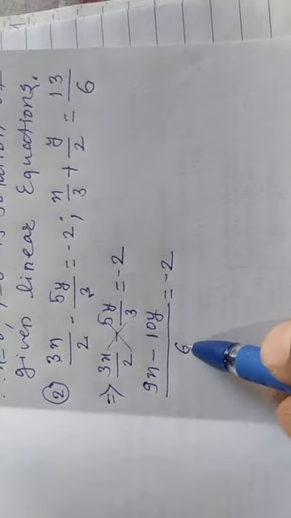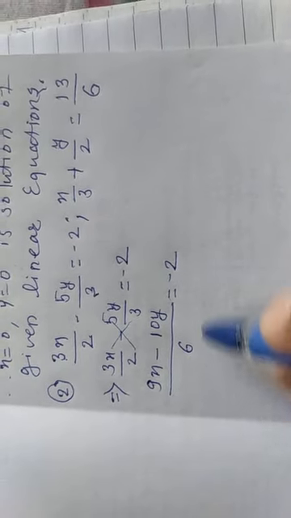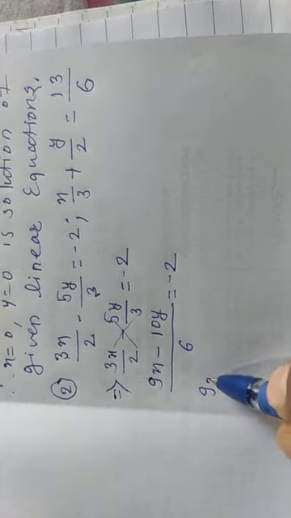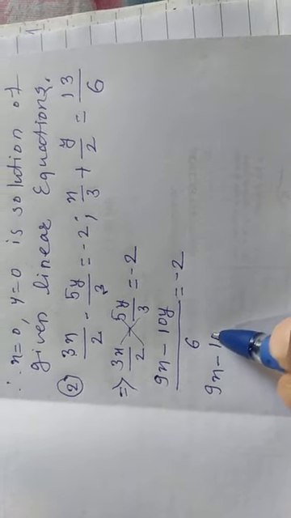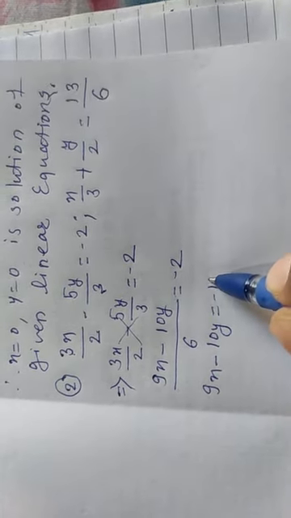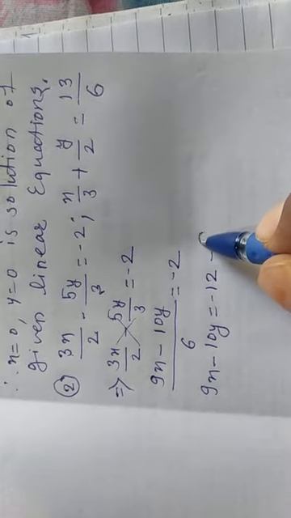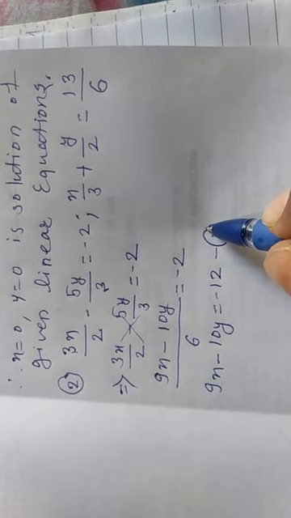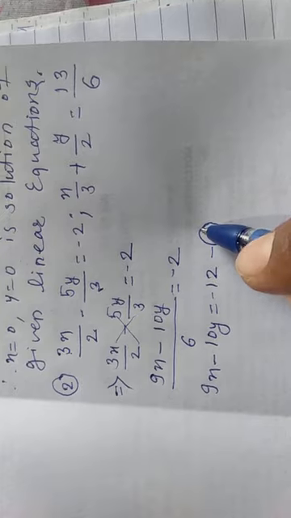Minus 2. So now this 6 will shift toward that side. So what we'll get? 9x minus 10y is equal to minus 12, and this I will give you as equation number first.